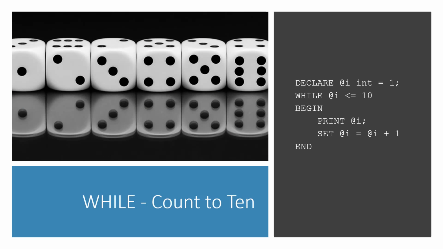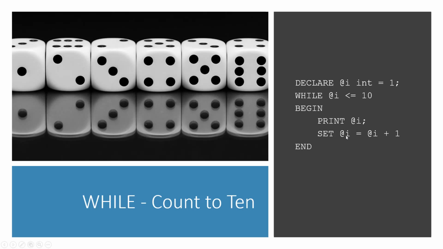Here's an example of a while loop where we're counting to 10. In this example, we have a variable that we're declaring as an integer. We're starting at 1. We have a while statement, and it's saying while our variable I is less than or equal to 10. So that's where we're counting to 10. When we get to 10, we're going to stop. But in the meantime, we have a loop, and we're going to execute this block of code within the begin and end statement. First of all, we're going to print the value. Then we're going to increment our variable by 1.